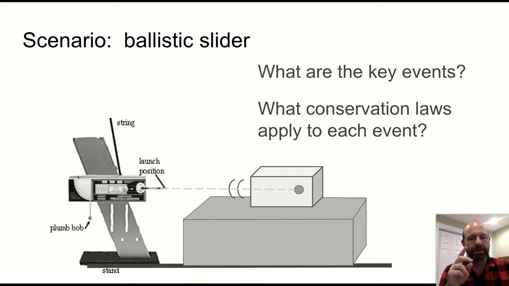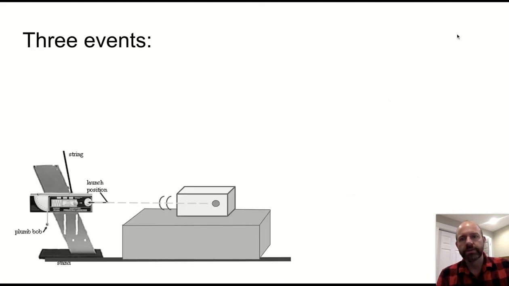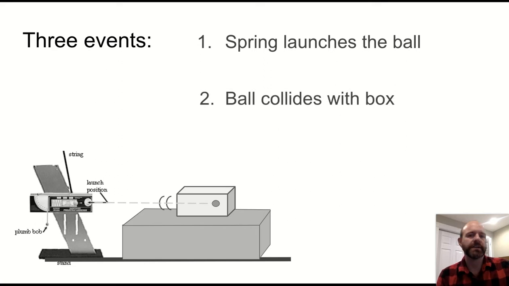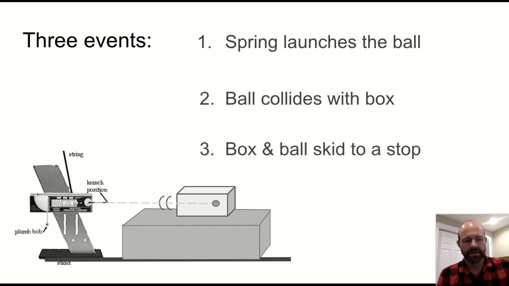There are kind of three events we could talk about. There's the launch itself, whatever goes on inside the launcher, but that's hard to understand because we can't take it apart. So really the first event is that there's an impact between the two objects. And then once they're together, they slide across the table. So the first event is the spring launches the ball. The second event is the ball collides with the box. The third is the box and ball skid to a stop.